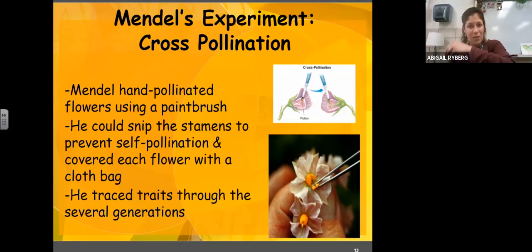So they tickle one flower and tickle the other. This is exactly naturally what bees do, right? So bees go from one flower to another and they pollinate flowers along the way. But again, he did this in a really controlled manner.